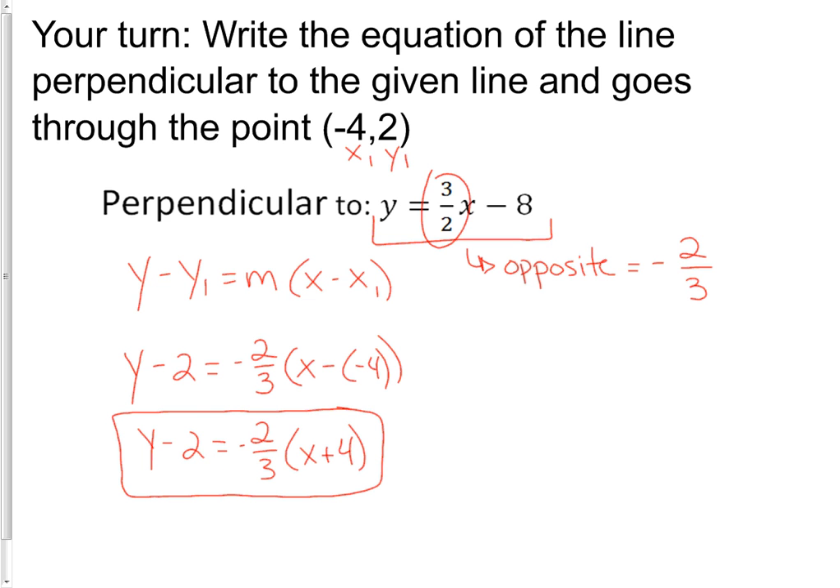So using that as our value for m, plugging into our equation, we would get y minus 2 equals -2/3 times x minus -4. We're going to go ahead and fix that double negative to turn it to x plus 4, and there you have your final answer.